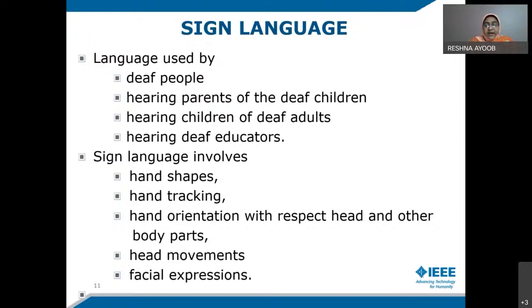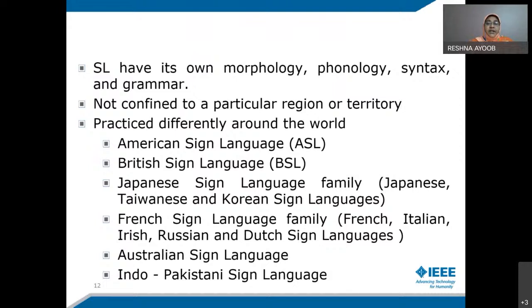These sign languages are well-structured languages with phonology, morphology, syntax, and grammar distinct from spoken language. They use several body movements simultaneously in spatial and temporal space. They involve handshapes, hand tracking, hand orientation with respect to the head and other body parts, movements, facial expression, etc. It's not confined to a particular region or territory, but is practiced all over the world.